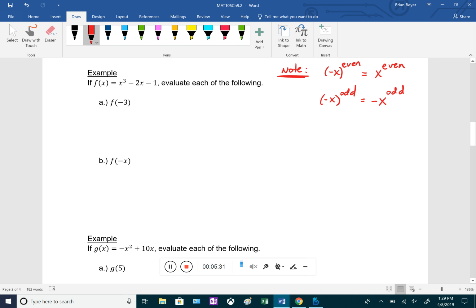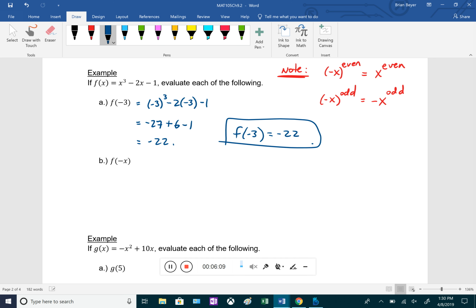So let's do f of x equals x cubed minus 2x minus 1. So all we have to do here is plug in a negative 3 into all of the x's. That's negative 3 cubed minus 2 times negative 3 minus 1. So negative 3 cubed is negative 27, and then plus 6 minus 1, which gives us negative 22. So f of negative 3 equals negative 22. So once again, you could write that as an xy coordinate if you want. That corresponds to the coordinate negative 3 comma negative 22.